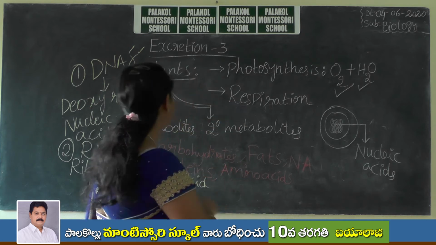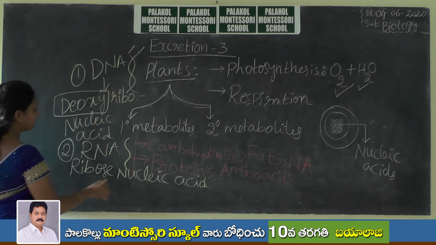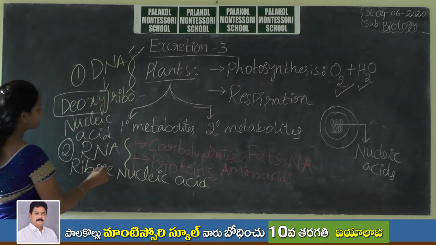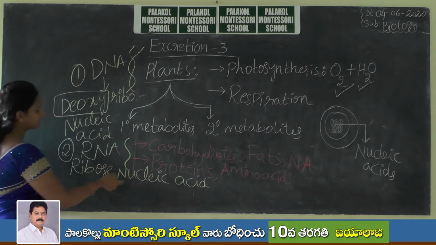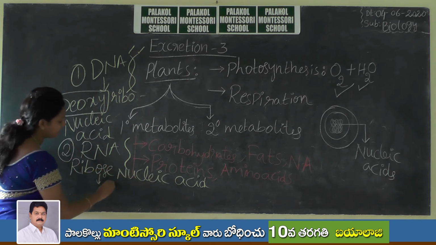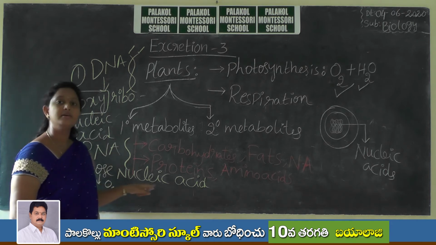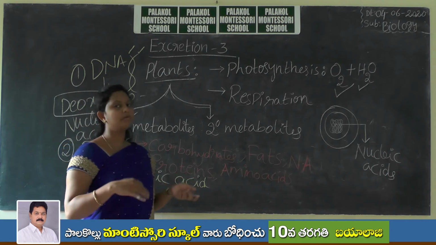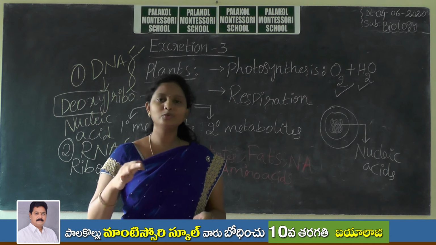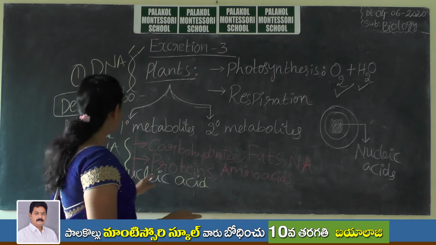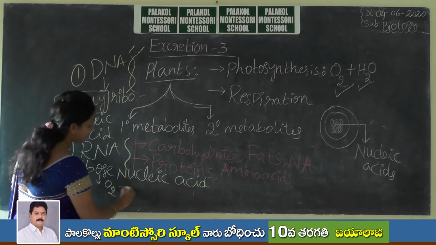Another difference here: deoxy, but here oxy, that means there is no oxy indication. Ribose nucleic acid means it has oxygen in its sugar moiety structure. It may come under degree level, I don't want to confuse you. So simply remember that oxygen is present at the second carbon.